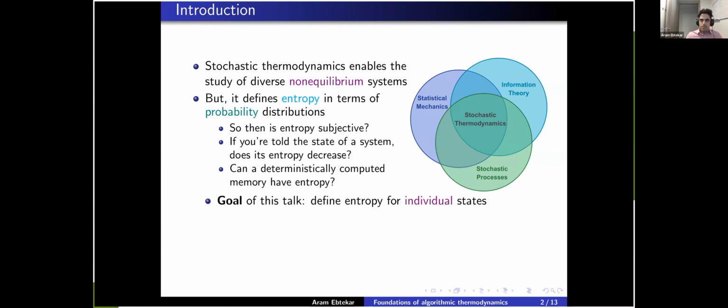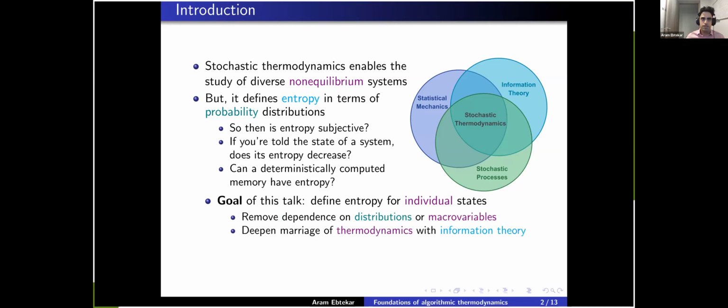So the goal here is just to see if we can define entropy for individual states. We don't want to depend on distributions. We also don't want to depend on macro variables like in the usual Boltzmann entropy picture. And in doing so, we hope to deepen the marriage of thermodynamics with information theory. Just a small caveat: this is going to be a classical discussion, not a quantum one.